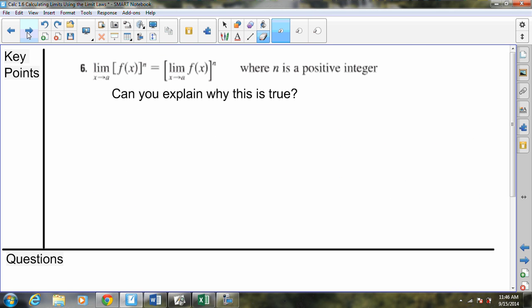So, continuing. Here is a theorem. The limit of f of x to a power of n is equal to the limit to a power of n. Why would this be true?